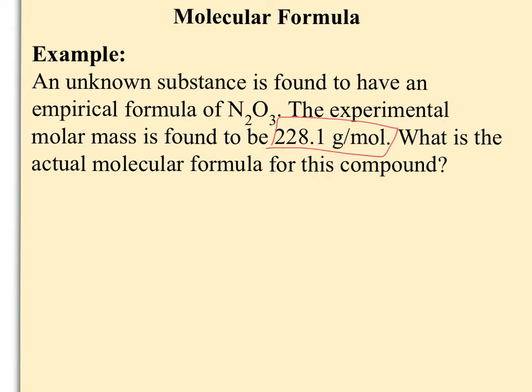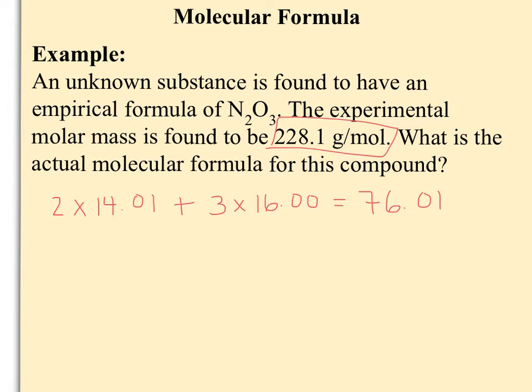So the process is actually quite simple. I take 2 times the known atomic mass of nitrogen, and I add it to 3 times the known atomic mass of oxygen. Just like you normally calculate molar mass for a known compound, in this case I'm just doing it for my empirical formula. And when I take 2 times 14.01 plus 3 times 16, I come up with an empirical formula molar mass of 76.01.